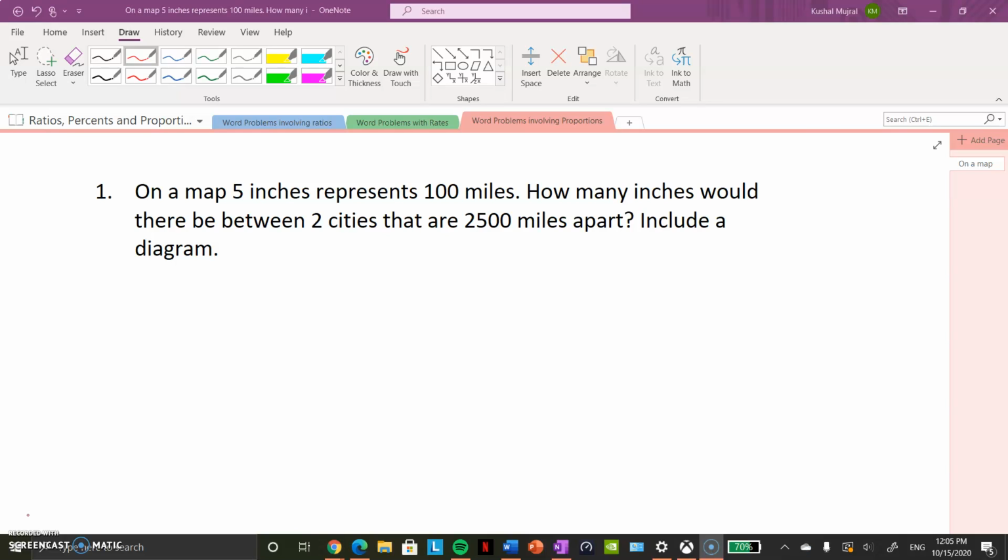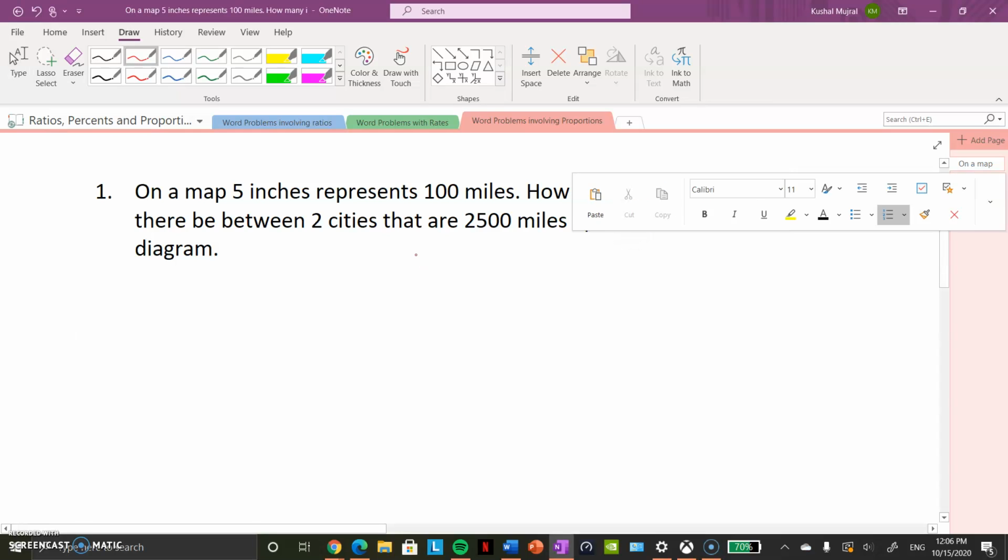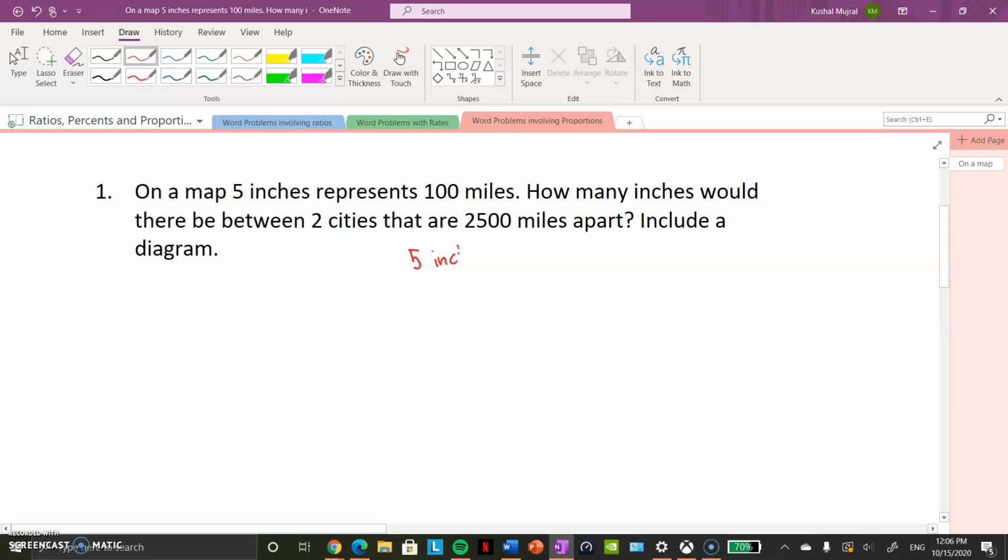Welcome to word problems involving proportions. Let's take a look at this question over here. On a map, 5 inches represents 100 miles. So we can write, 5 inches equals 100 miles. Okay, how many inches would there be between two cities that are 2,500 miles apart?